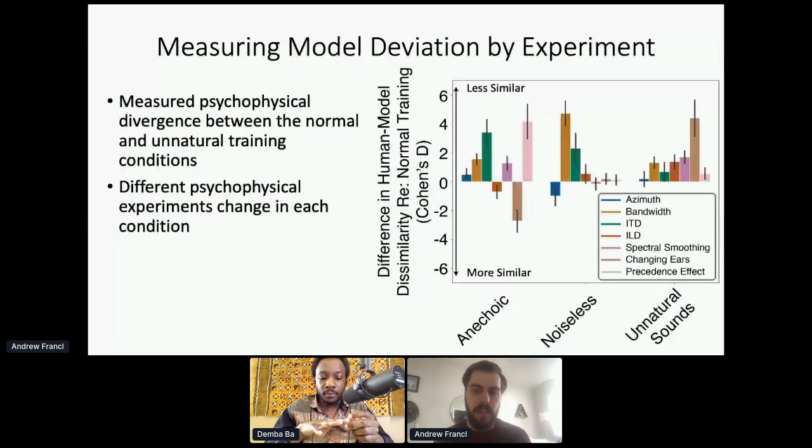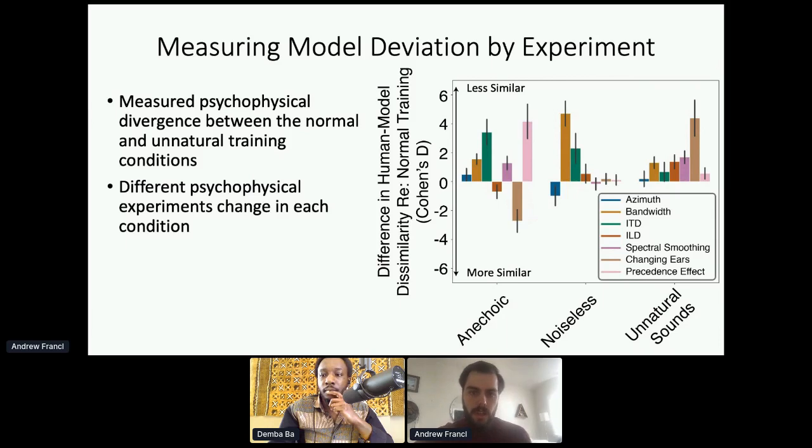And I know there's a lot to take in with this specific figure, but what I'd like to draw your attention to is that for each training condition, different experiments seem to deviate from human results. And that's shown by different bars really peaking here. So you see here the precedence effect, bandwidth stimuli, and changing years. And so in each case, something different is driving these results. And this suggests that different aspects of the environment are constraining different parts of perception, and that they seem to be able to be identified.